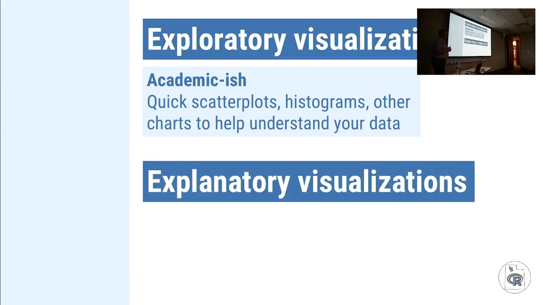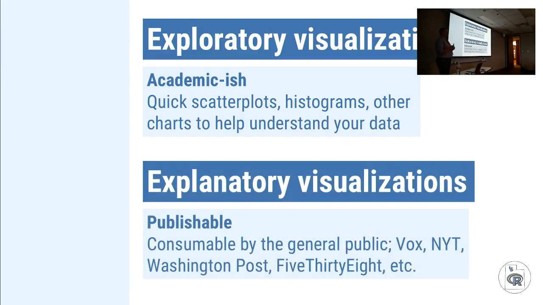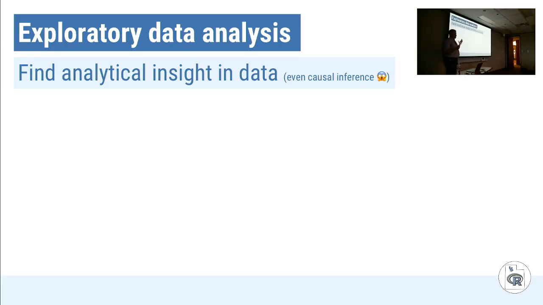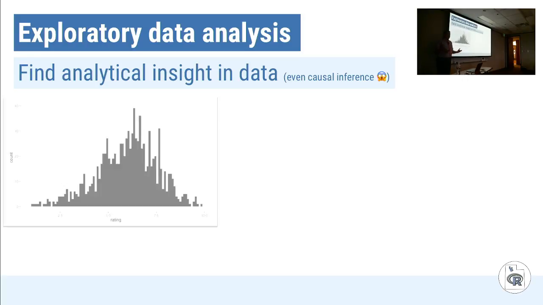Then you have explanatory visualizations, which are the publishable things that show up in Vox and the New York Times and Washington Post, and those are really cool graphs. It's the Minard plot that we had there with the War of 1812. We like these things.